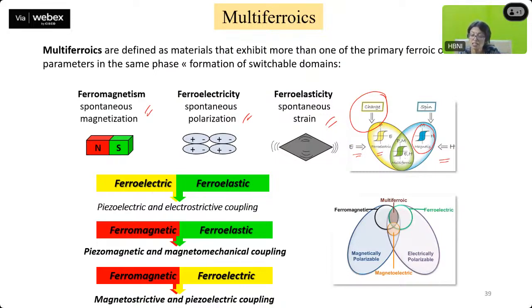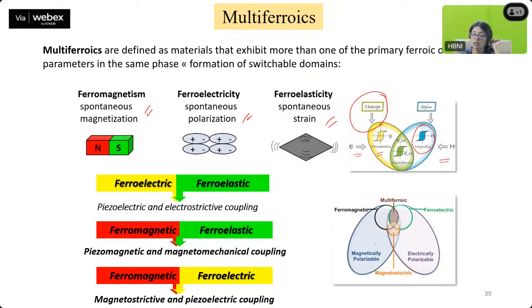In this particular case, you have this Venn diagram shown over here. You have magnetically polarizable materials and electrically polarizable materials, and many of them are completely set apart from each other. But within the magnetically polarizable and electrically polarizable materials, you have certain subsets. One of them is ferromagnetic, and in the electrically polarizable materials, you have ferroelectric.